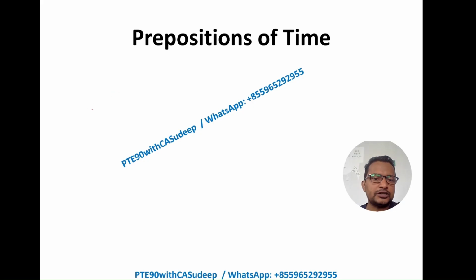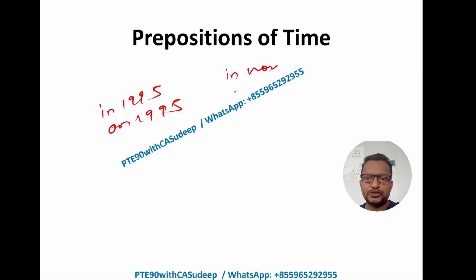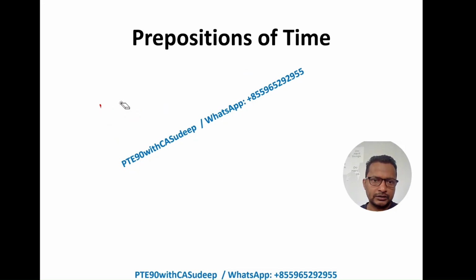For example, the general confusion is like in 1995 or on 1995. Most of the people are getting confused here. Or in Monday or on Monday, right? So people are getting confused here. So let's learn what are its implications. Okay. So for example, to understand this in or on, there's a logic here.